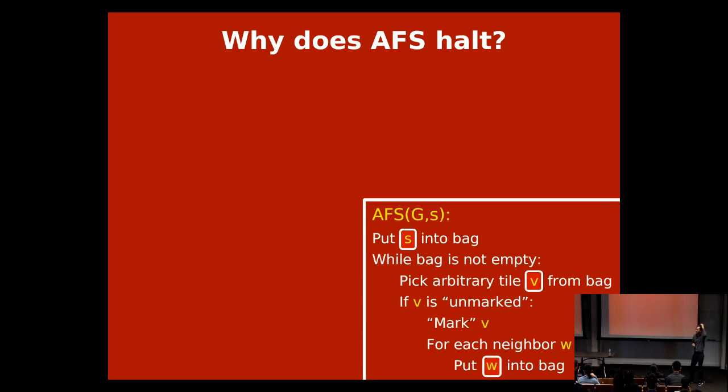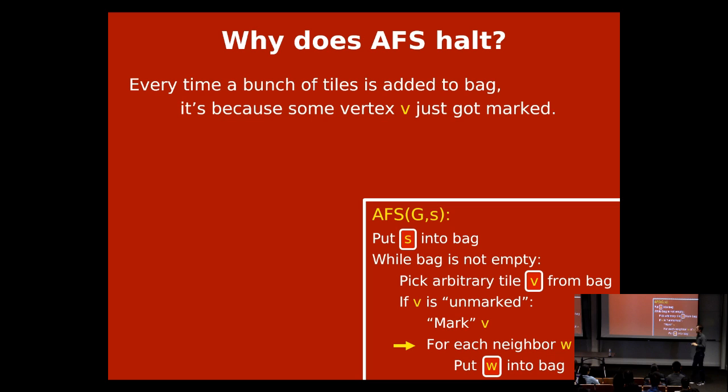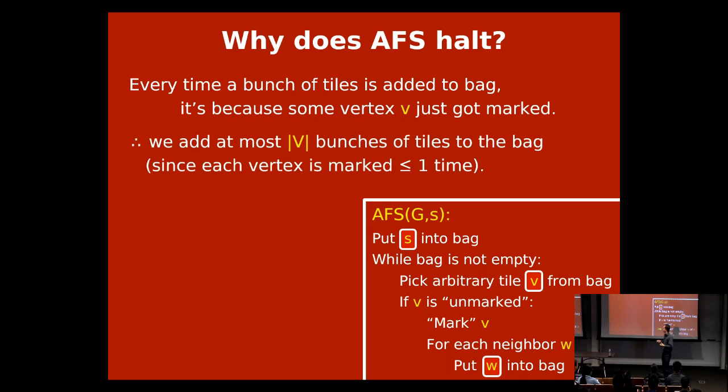So why does this algorithm even halt? Here's the algorithm again. Let's make a few observations about it. The thing that worries you is that you keep putting tiles into the bag. So let's see what happens when we put some tiles into the bag. Whenever we put a bunch of tiles into the bag, it's because we just marked some vertex v, one line ago, right here. And every vertex gets marked at most once, because you only mark a vertex if it was previously unmarked. So we get to this step that puts stuff in the bag at most the number of vertices times.